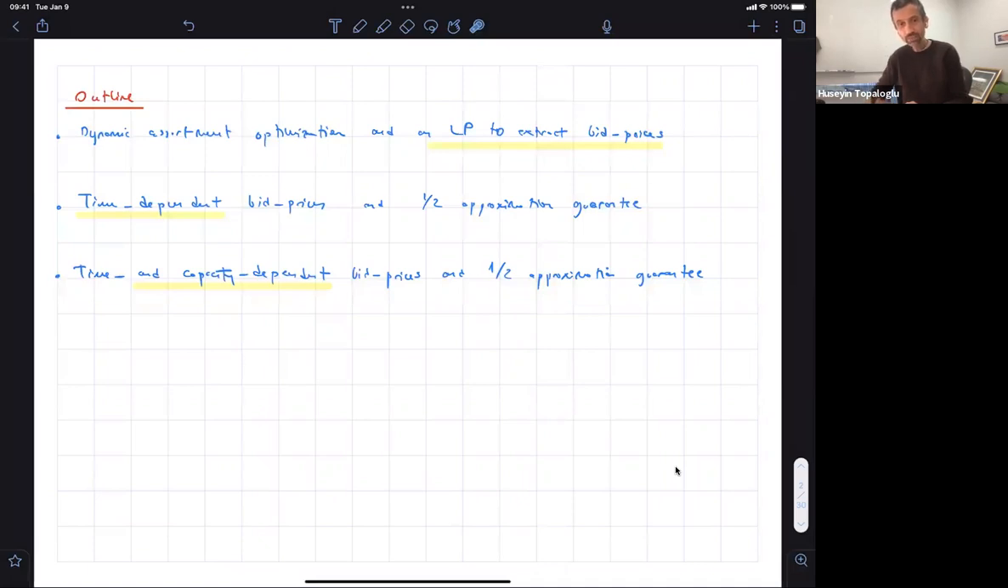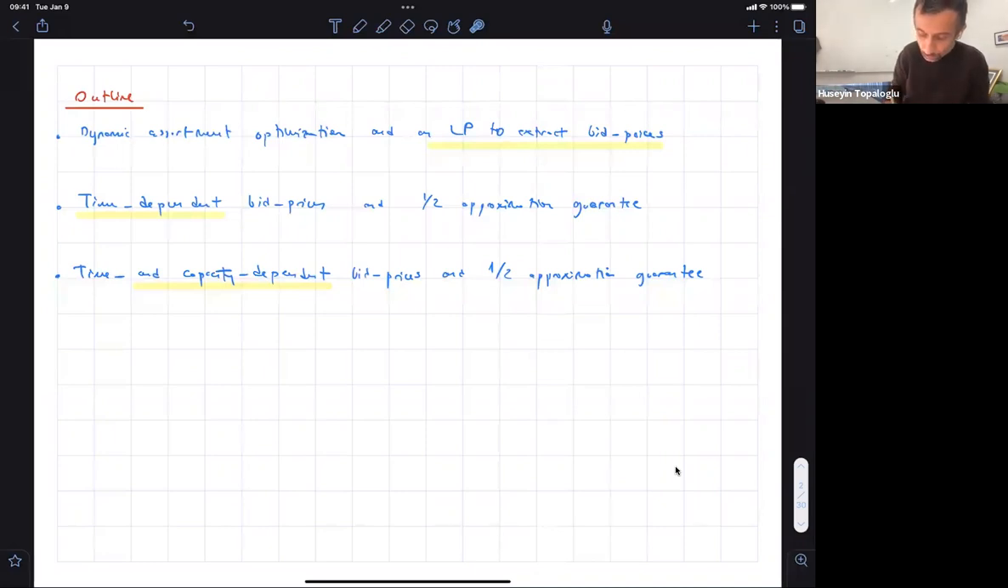Bid price characterizing the value of a unit of inventory for a product should depend on how much time there is left until the end of the selling horizon. If I have a lot of time left until the end of the selling horizon, I should be able to grab a lot of value from that inventory. If I don't have that much time left, I shouldn't be able to extract that much value from the unit of inventory.